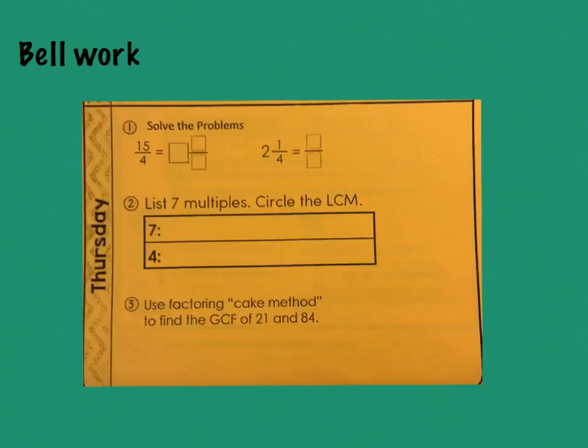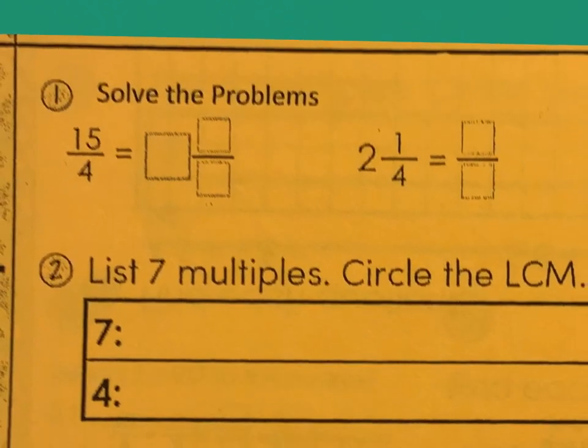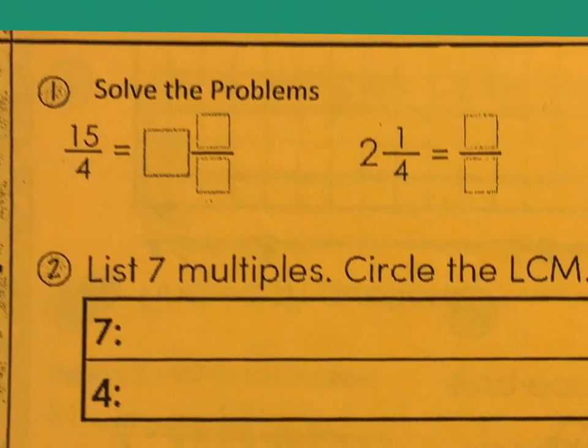Okay, so, wow, look at this. We have on our bell work what we were just talking about, that we are going to be changing this improper fraction into a mixed number, and then we have over here where we're going to be changing a mixed number into an improper fraction. It's really important to have that skill down, changing these numbers back and forth, back and forth, back and forth. You need to be able to do that.